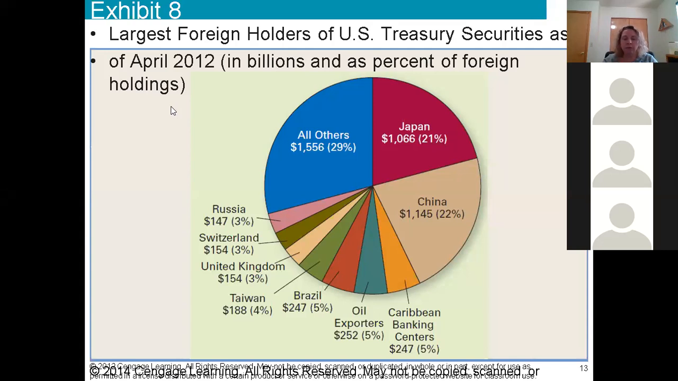The reason that foreign countries invest in the US government is because they always get paid back. It's a good investment. It's a secure investment. Our economy has been pretty secure, all things considered, and we're a pretty sure bet.